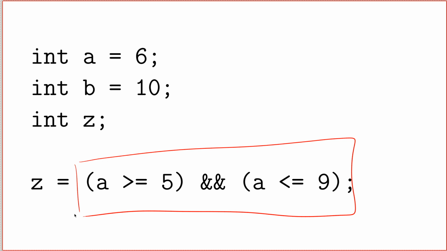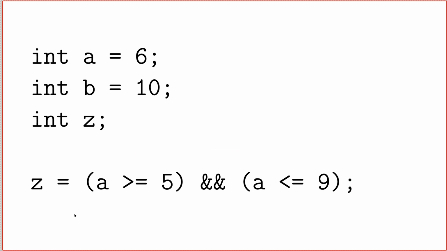You also should notice that if you want to ask if a is greater than or equal to 5 and less than or equal to 9, you still have to fully write the question: is a greater than or equal to 5? Is a less than or equal to 9? You cannot try and write something like this. Quite a few people make this mistake. I don't blame them, but you can't do it.